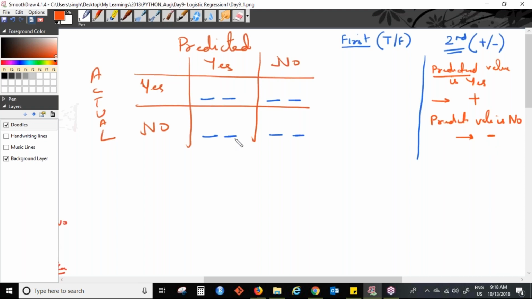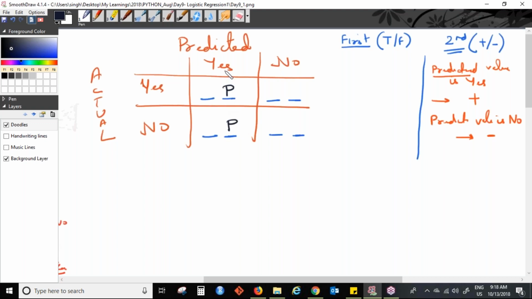So now can you tell me the second word for all of these? What is the second word for this one? Positive. Yes. So let me write positive. I'll write P for positive because it is a yes. Similarly, the second word for this one, once again positive because it falls in the same column.